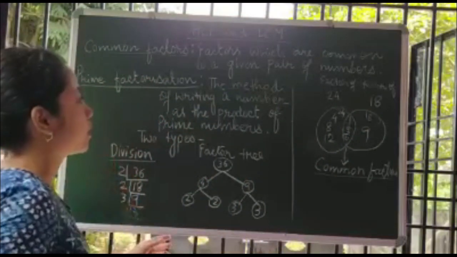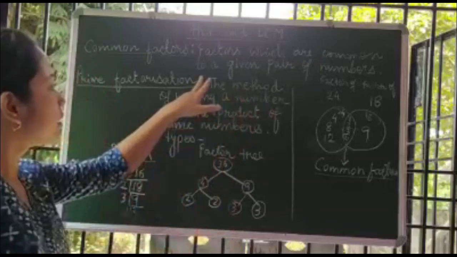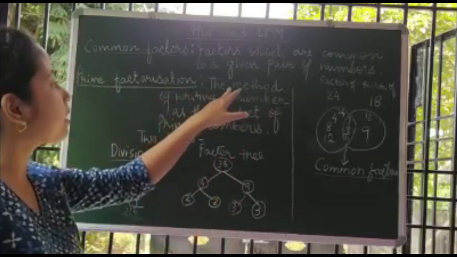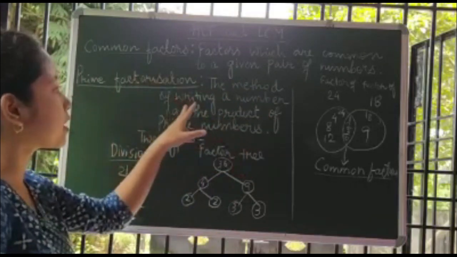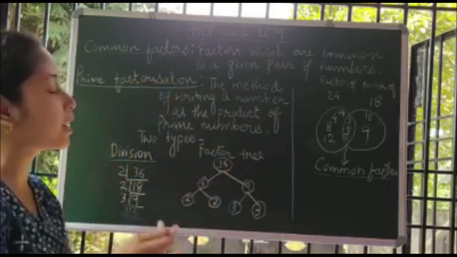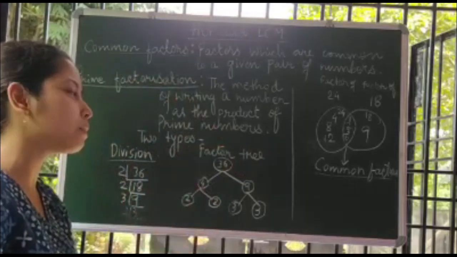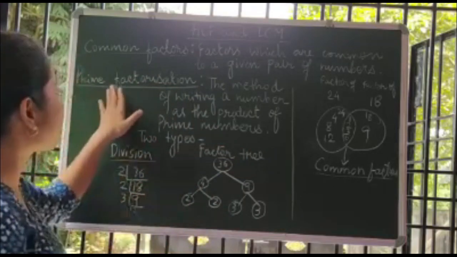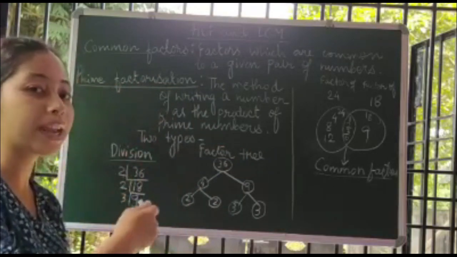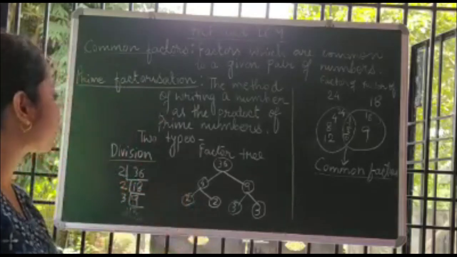What is prime factorization? The method of writing a number as the product of prime numbers. So prime factorization is nothing but writing a number as the product of primes. Suppose we are taking any number. If we break that number, that is known as prime factorization. We have to break it as the product of prime numbers. Let us see in the example.